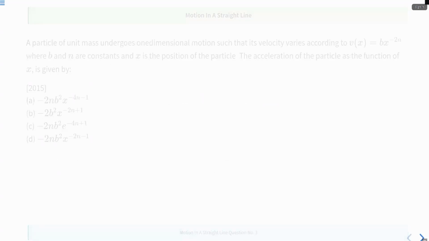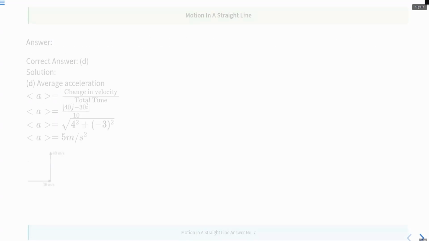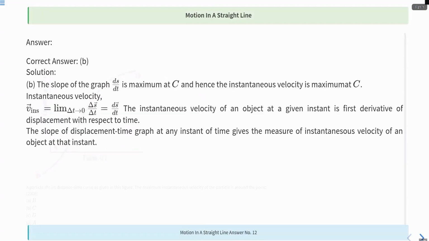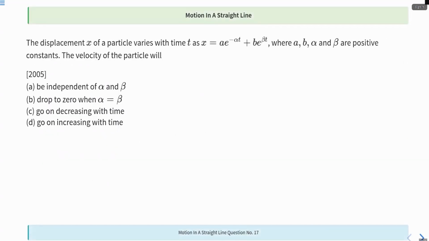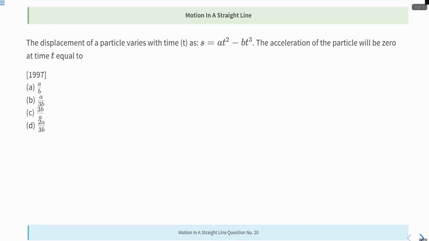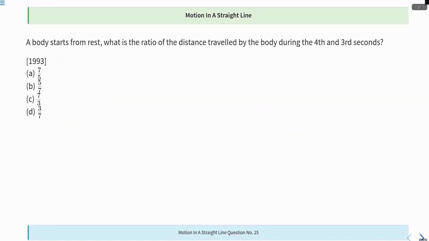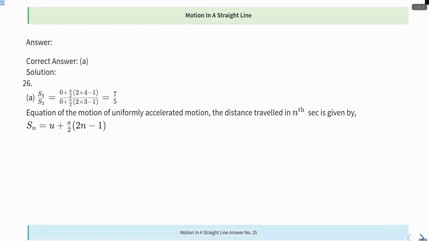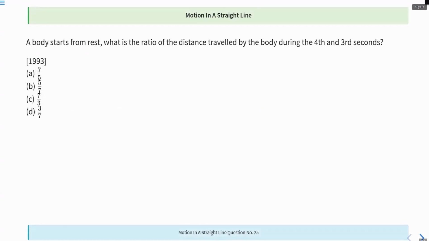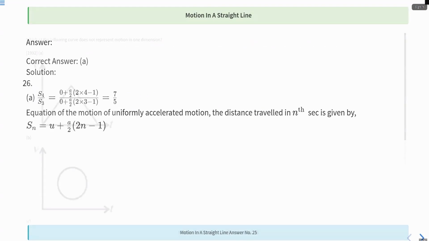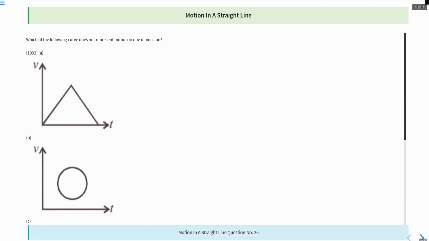So in the previous session, we had discussed these questions. I hope you all remember them. We had done till question number 25 in the previous class. This was the last question, where the solution was 7 by 5, option A. Now we'll begin with question number 26. I hope you all have revised the previous questions.